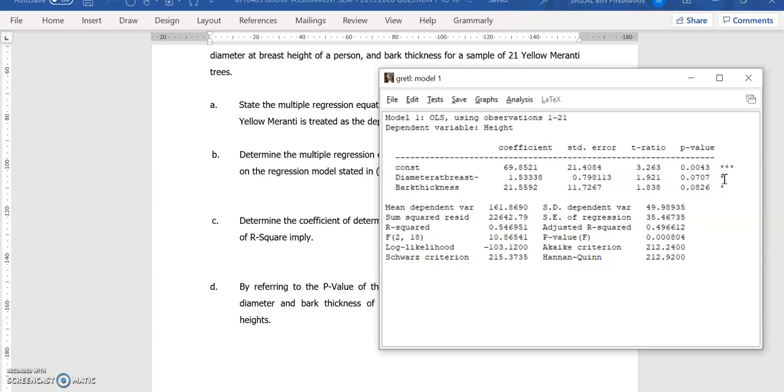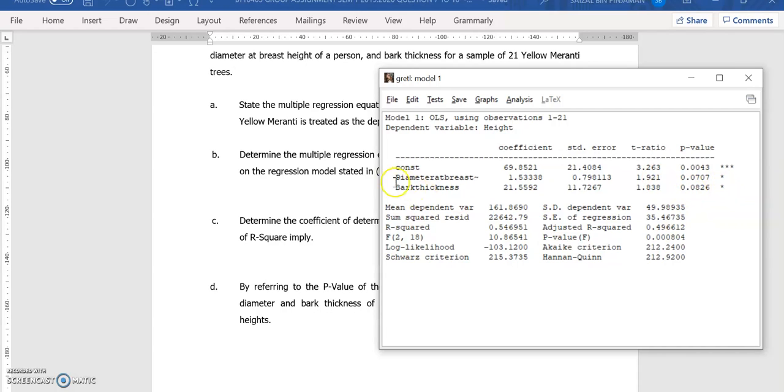It means that the diameter of the tree is significant in explaining the height of yellow Meranti at 10% significance level, where 1 unit of increase in the diameter of yellow Meranti will lead to an increase in the height of yellow Meranti by 1.53338 units. And then in terms of bark thickness, the p-value is 0.0826 with 1 star.